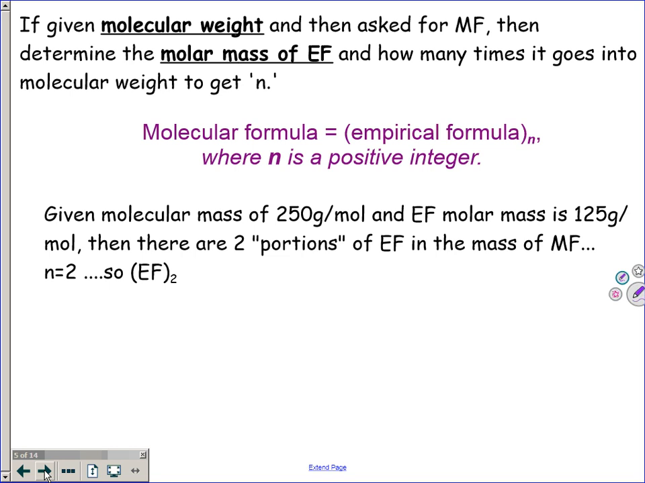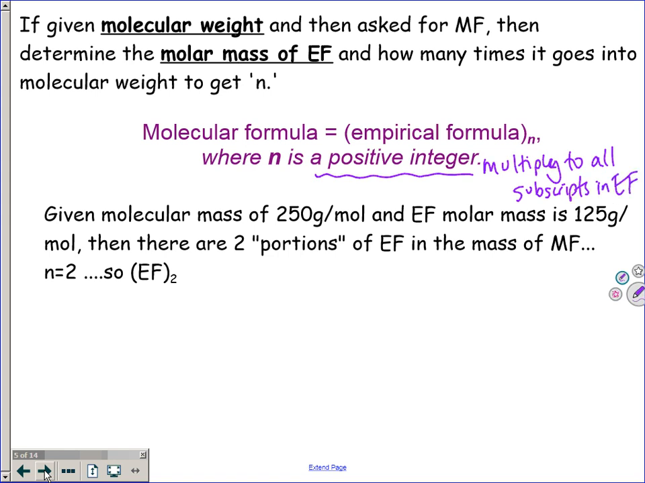So for a molecular formula, you have to up the ante. You have to take the ratio you got from your empirical formula, and you're going to multiply it by an integer to get to the molecular formula. All that integer will do is you'll multiply to all of the subscripts in the empirical formula. That's what you're going to do with the integer.